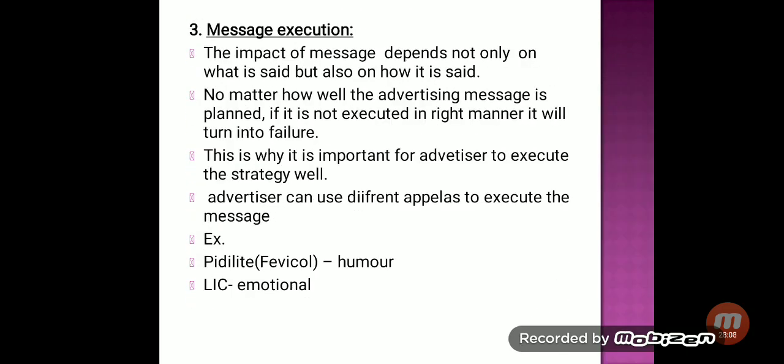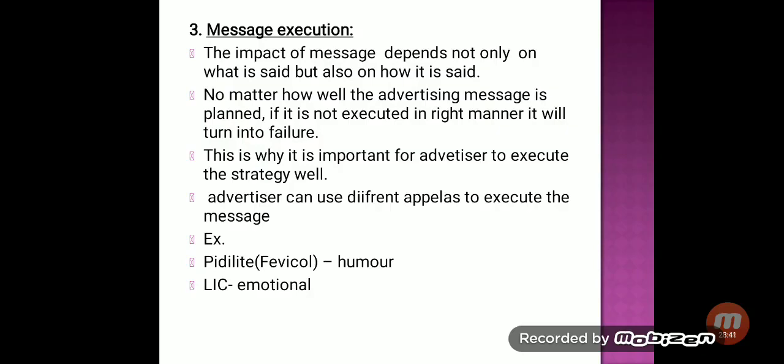Third point is message execution. The impact of message depends not only on what is said but also on how it is said. No matter how well the advertising message is planned, if it is not executed in the right manner, it will turn into failure. This is why it is important for advertiser to execute the strategy well.